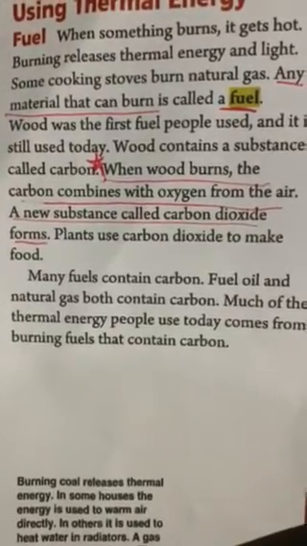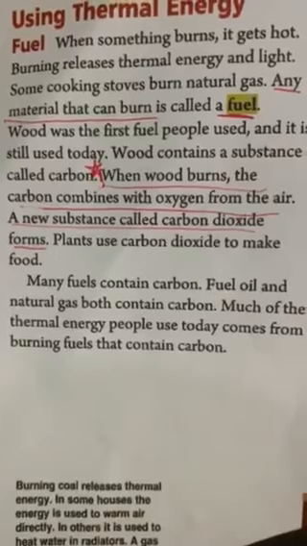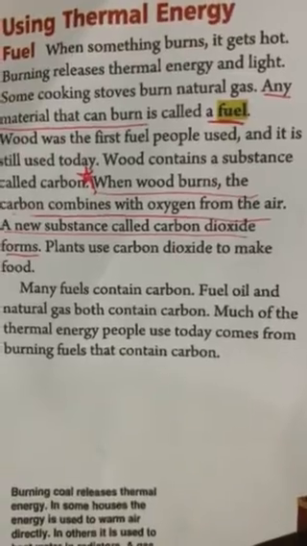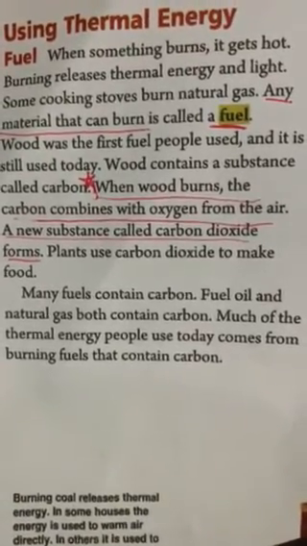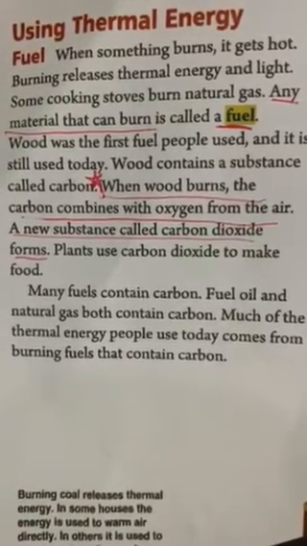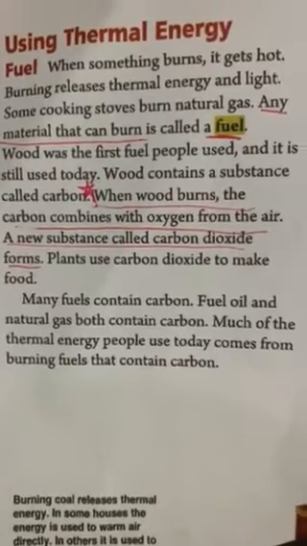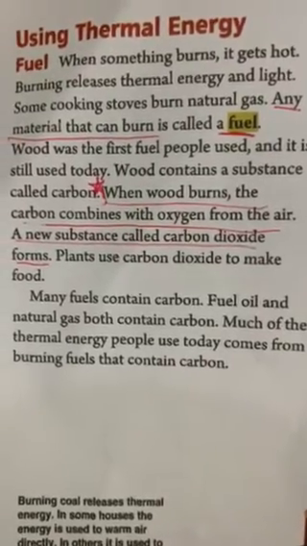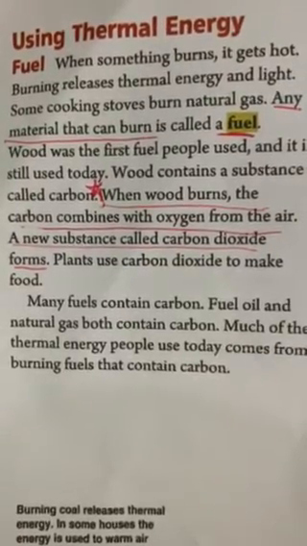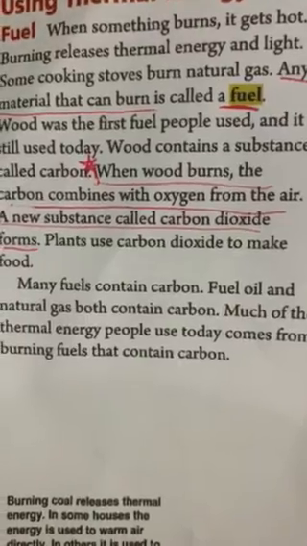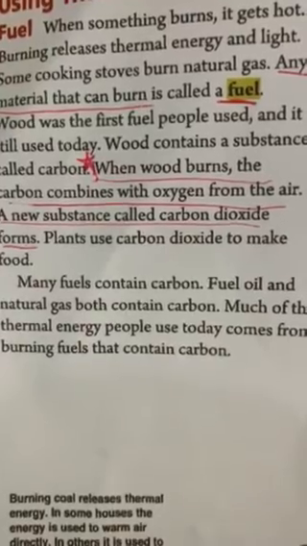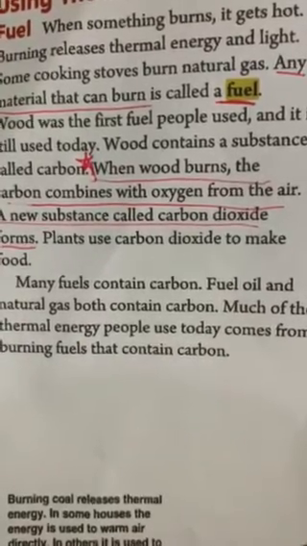Now I have a question. What was the first fuel people used? Very good, it was wood, and it is still used today. Wood contains a substance called what? Called carbon. When wood burns, the carbon combines with oxygen from the air, and a new substance called carbon dioxide forms. And the chemical formula for carbon dioxide is CO2.